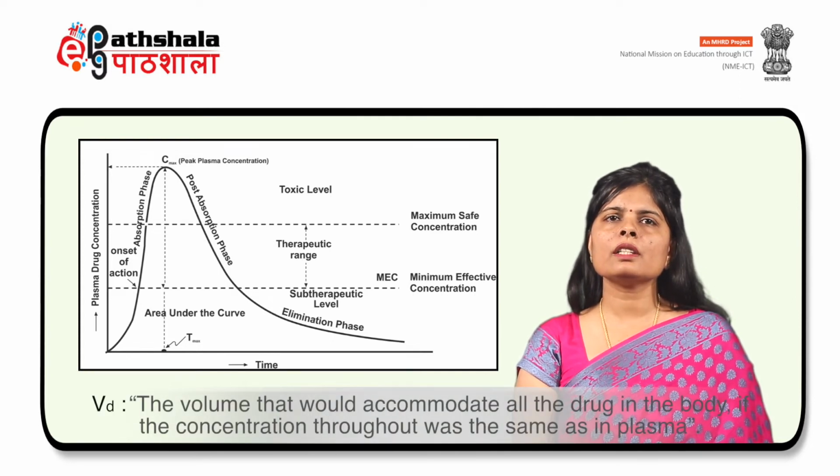Vd, known as the apparent volume of distribution, is defined as the volume that would accommodate all the drug in the body if the concentration throughout was the same as in plasma. Thus, it describes the amount of the drug present in the body as a multiple of that contained in a unit volume of plasma.